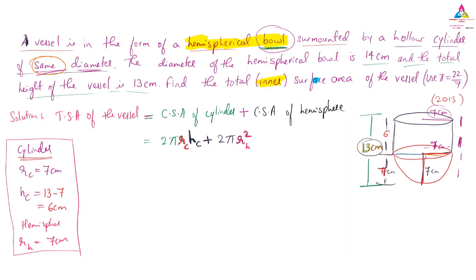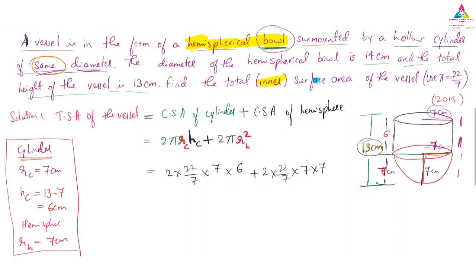So we will substitute the values. Don't cancel the 2 on both sides because this is addition. So I will write down 2 into pi, the pi value is 22 by 7. 2 into 22 by 7, and the R value is 7, and the H value we have already found is 6. And plus we have 2 into pi value again 22 by 7, and R square, that is the radius of the hemispherical ball, 7 into 7.